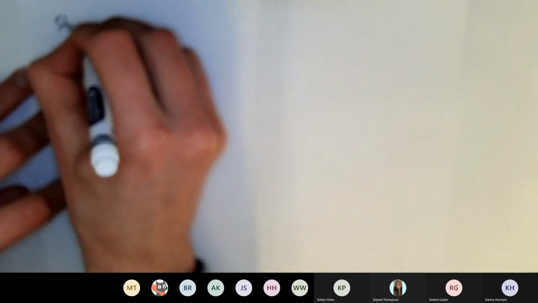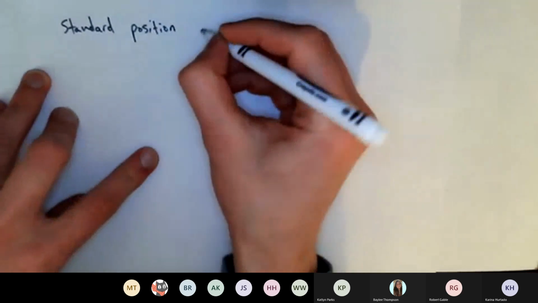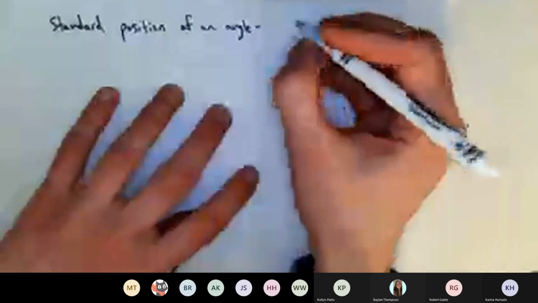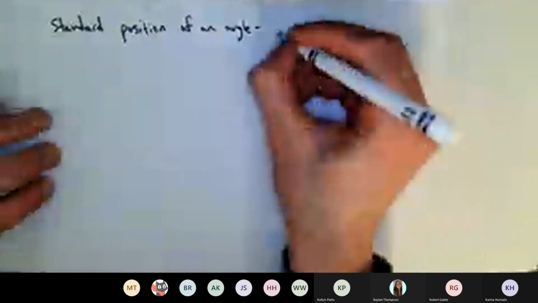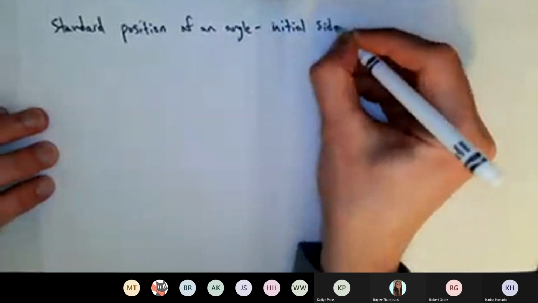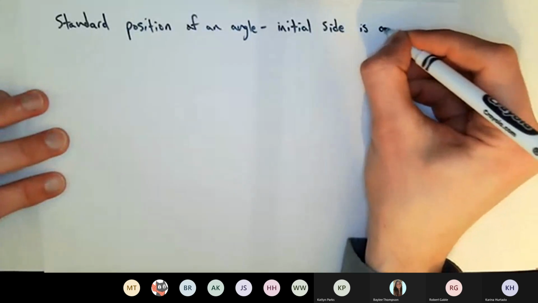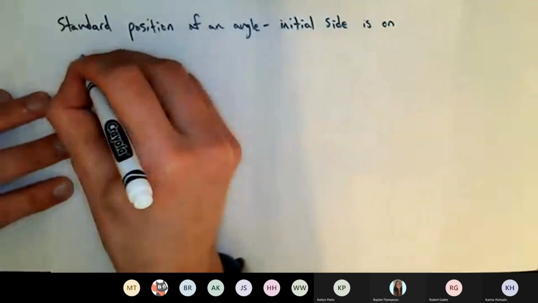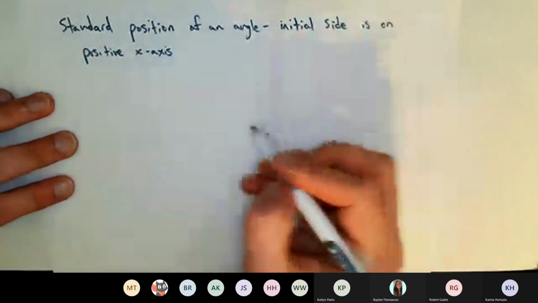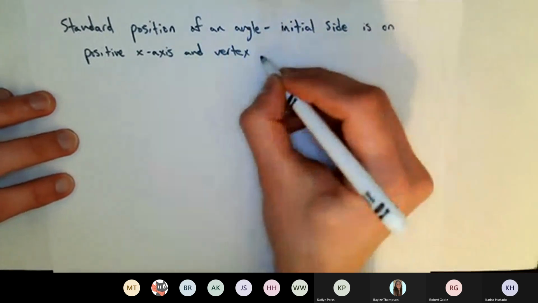standard position of an angle. An angle is in standard position if the initial side, I've already drawn all of our angles in standard position, pretty much we'll always do that, initial side is on the positive x-axis, and the vertex, where else would it be, is at the origin.